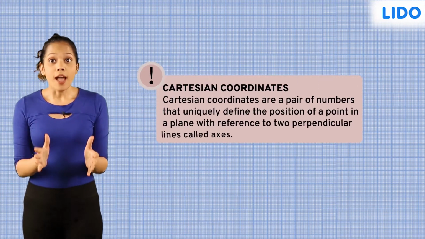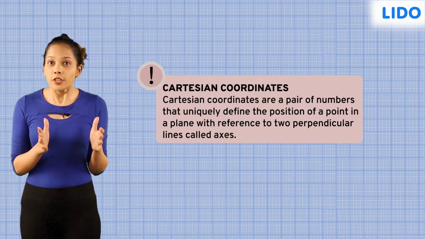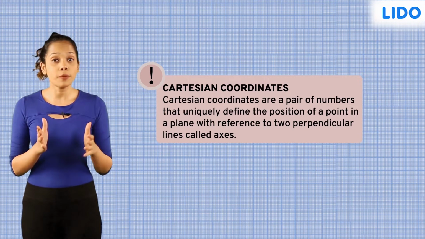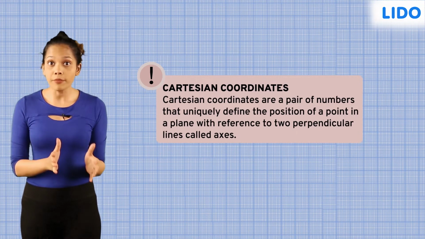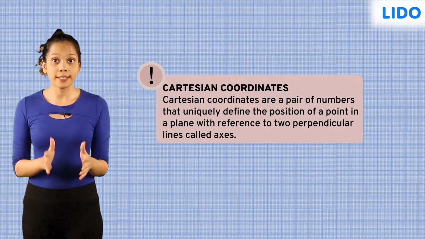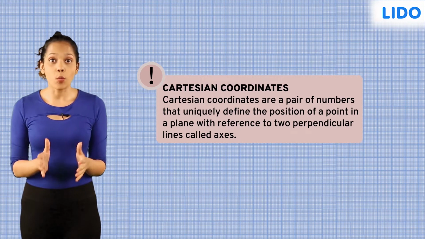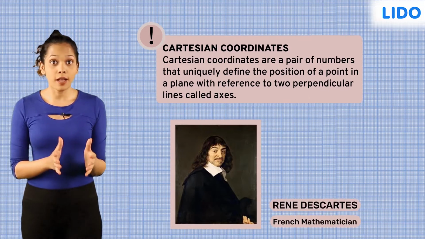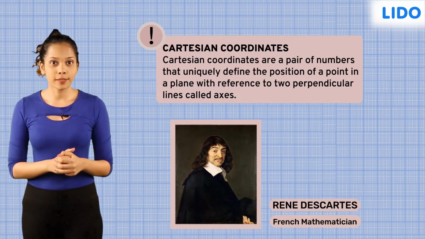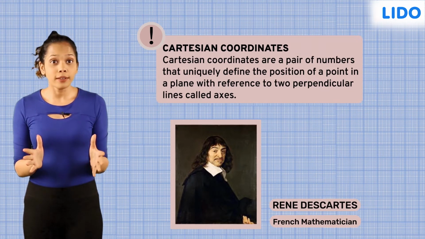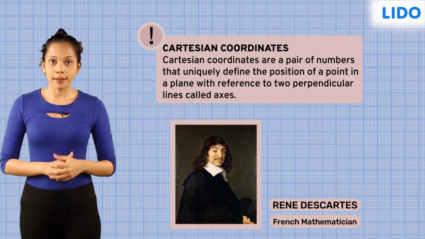Cartesian coordinates are a pair of numbers that uniquely define the position of a point in a plane with reference to two perpendicular lines called axes. This way of representing a point was developed by René Descartes, a French mathematician. Let's explore the coordinates of any point in a plane.